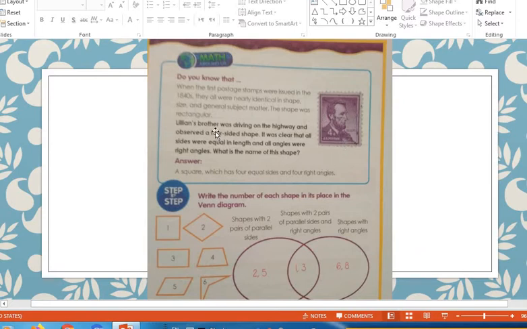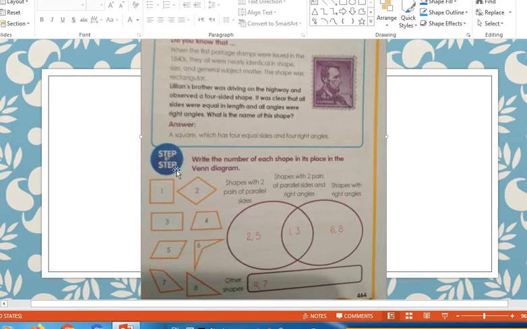For example, Lillian's brother was driving on the highway and observed a four-sided shape. It was clear that all sides were equal in length and all angles were right angles. So, what's the name of the shape? Guess. All sides are equal and all angles are right angles. So, it's a square, of course, which has four equal sides and four right angles. Bravo.